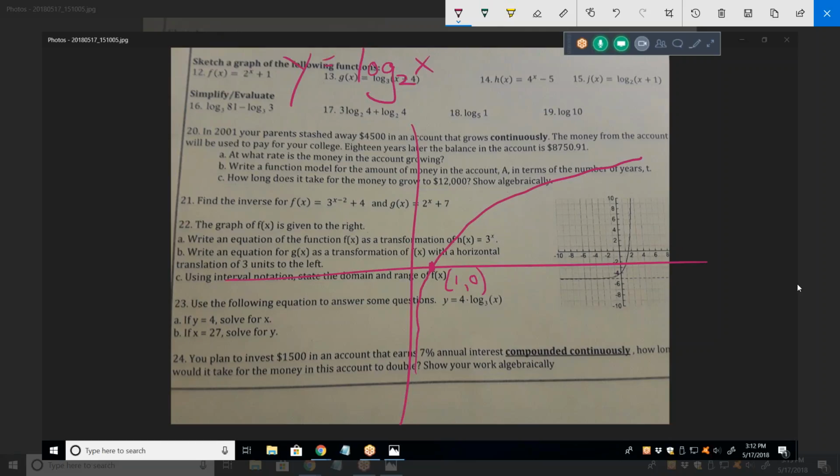So what are the consequences? What's happening there? The only thing that's different than the parent function, what is it? What's the consequence of that plus 1? That moves the vertical asymptote. Which way and how much? To the left one. Correct.